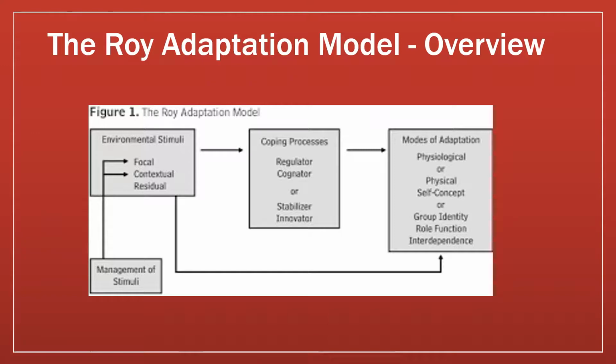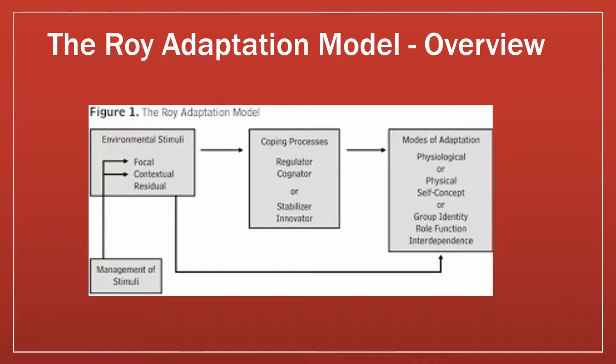According to Sister Roy, a person adapts through at least one, if not both, coping processes. The regulator process is a person's physiological coping mechanism. The cognator subsystem is the person's mental coping mechanism. So essentially, the regulator and the cognator subsystems apply to the individual. The stabilizer and innovator processes are similar concepts to the regulator and cognator subsystems, but apply to groups.